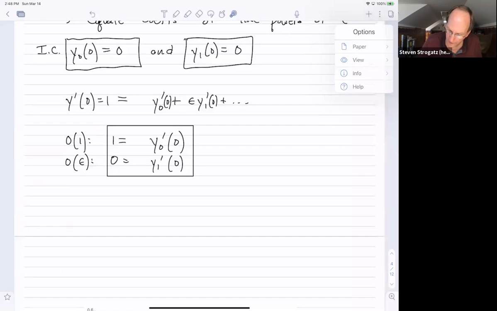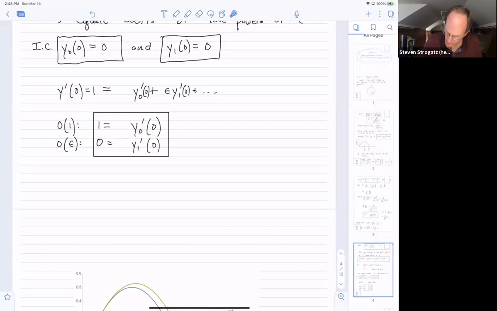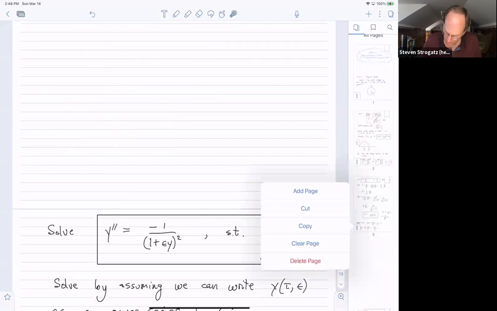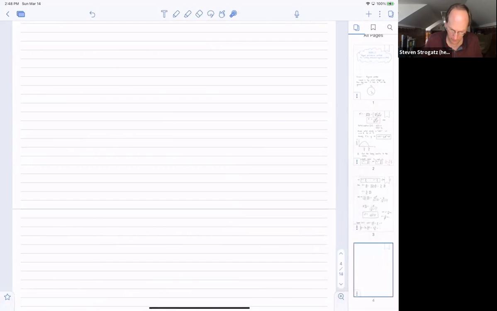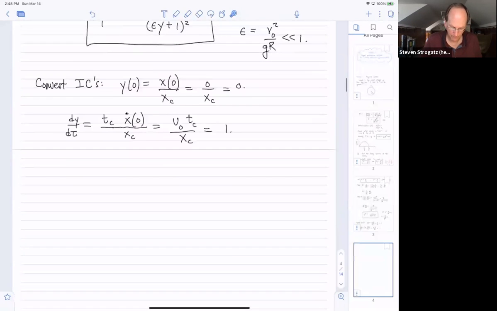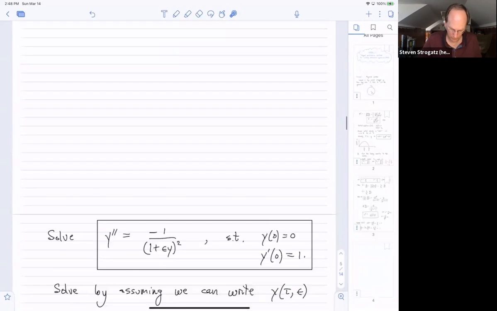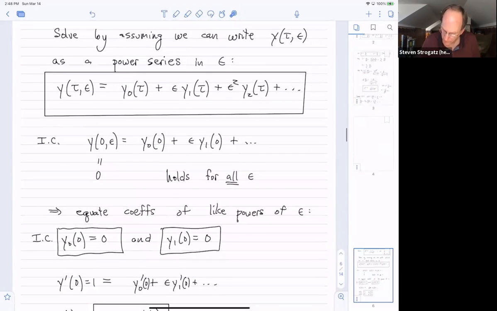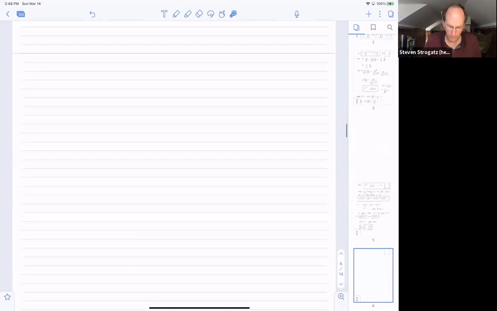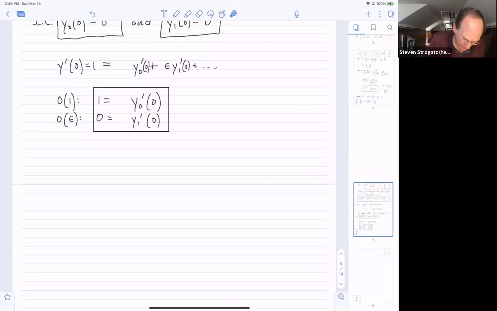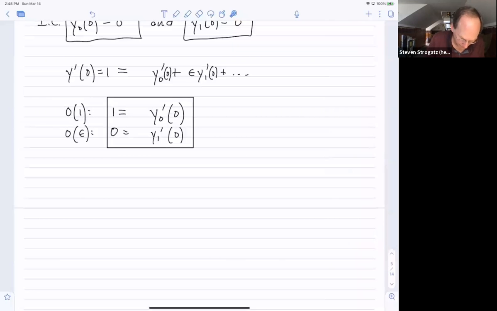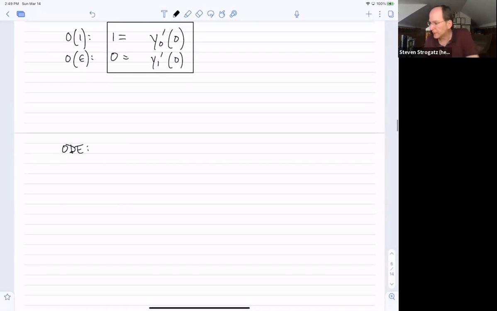I'm going to need a new page here for more calculating. Maybe I'll add one more just to be on the safe side. Okay. Oh, those didn't get added where I wanted them. So let me move this down here. Okay. All right, so the ODE, let's see what that becomes.